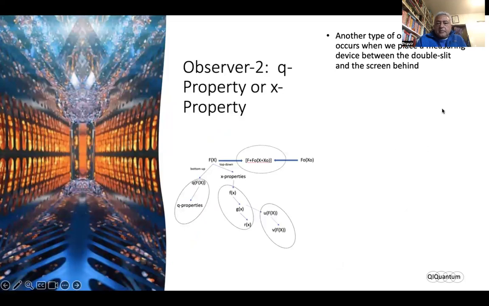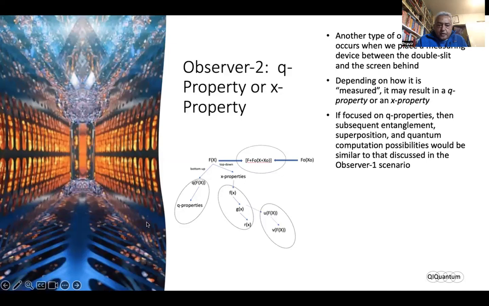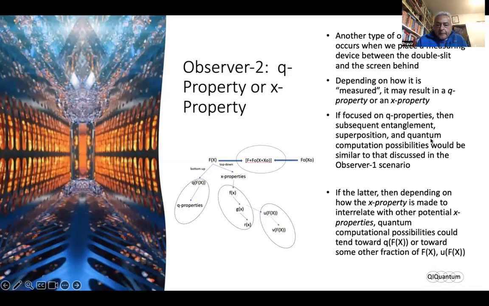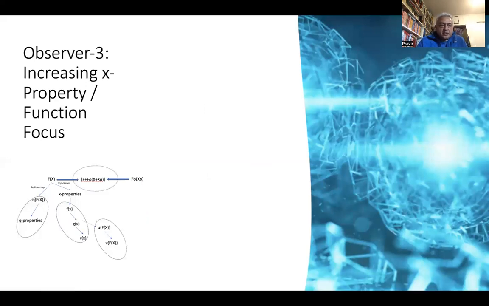And here, the observer can be thought of as placement of a measurement device between the double slit and the screen behind. Now, depending on how this measurement takes place, it could result in a Q property or an X property. And if it results in a Q property, of course, we're going down the observer one scenario that we already discussed. If, however, it is able to measure the X property, then potentially we're going to go towards more of the wholeness of what Fx represents and go towards the concept of a minimum viable whole represented by UFX and VFX. So that's a second possibility.